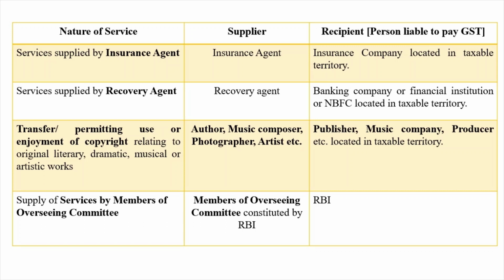देन सप्लायर. नेक्स्ट सर्विस इज सप्लाई ऑफ सर्विसेज बाय मेंबर ऑफ ओवरसीइंग कमिटी. सो हियर मेंबर ऑफ ओवरसीइंग कमिटी कंस्टिट्यूटेड बाय आरबीआई, दे आर दी सप्लायर. जो मेंबर्स होते हैं कमिटी के वो सप्लाई करते हैं, और आरबीआई इज ए पर्सन हु इज लायबल टू पे टैक्स अंडर रिवर्स चार्ज.